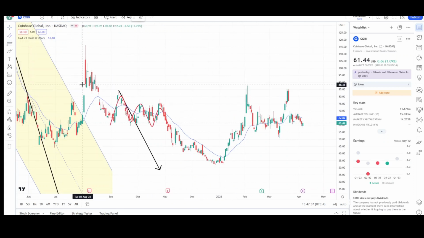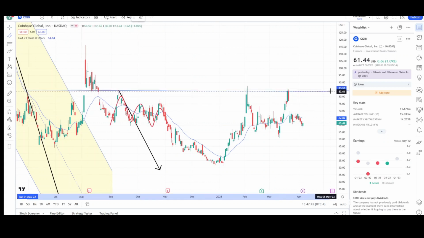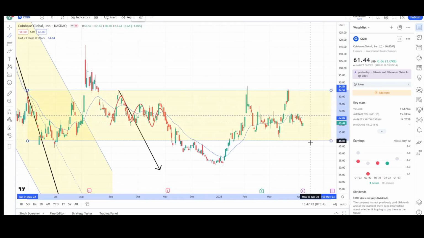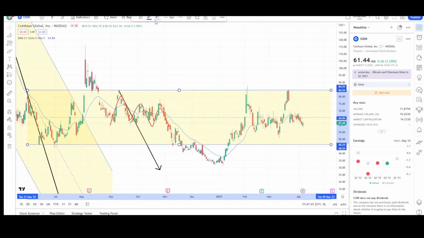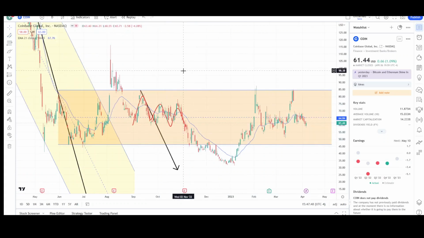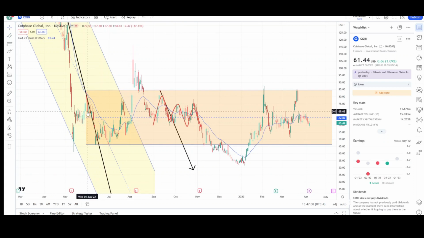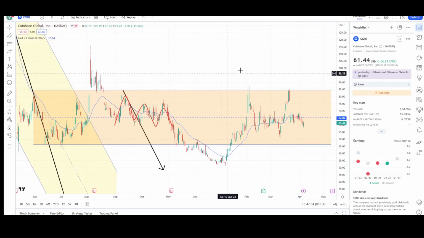So let's go and draw that right now. Looks like the highs are right about here where we saw the double top recently, and it looks like the lows are right about here. I'm going to make this orange. So prices are just chopping back and forth inside of this ranging pattern since probably about May of last year.